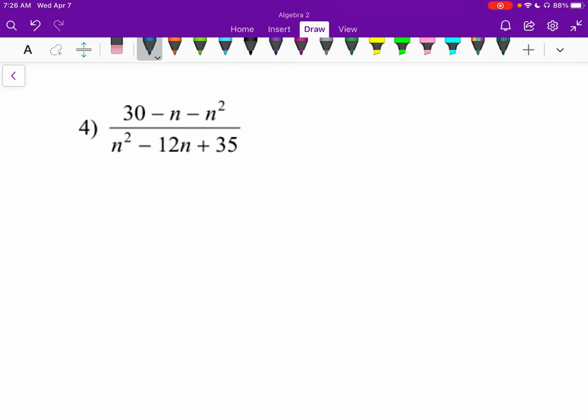Well, I'm going to rewrite the numerator a little bit. Whenever I factor things, I almost always like for the squared term to be positive. So what I'm going to do is pull out a negative. So negative 1 times negative 30 plus n squared. Right? You see what I did? I changed the signs of all of them, but I pulled out a negative, so I really didn't change the signs.